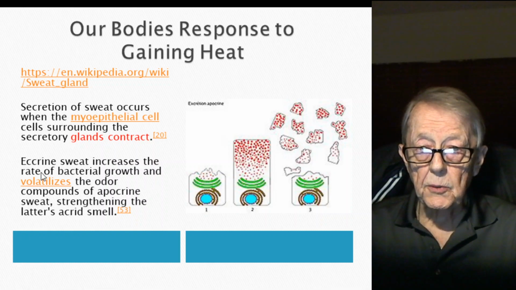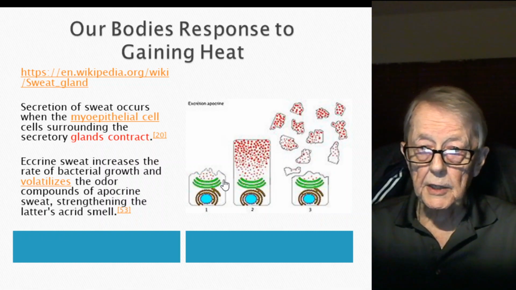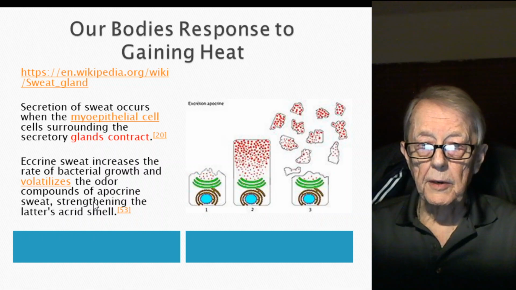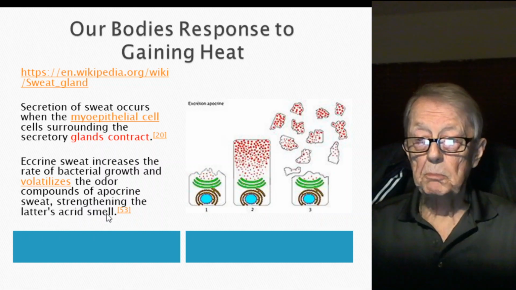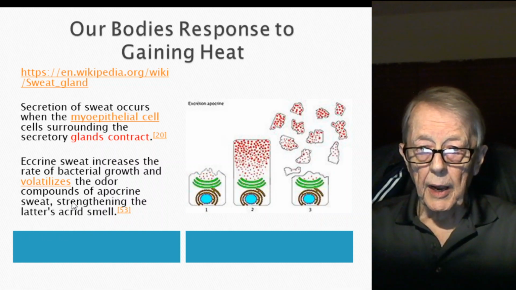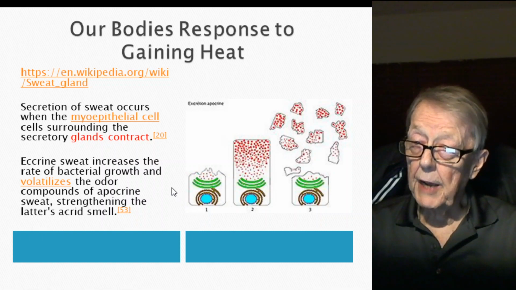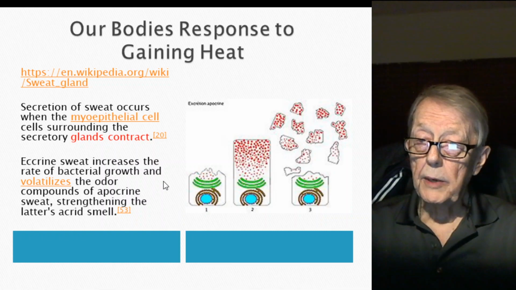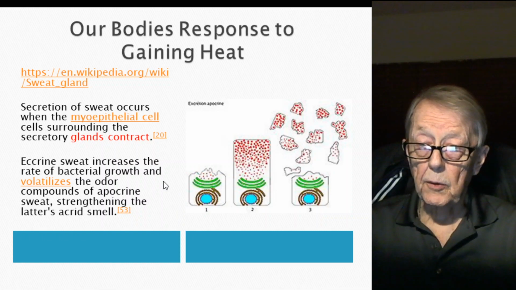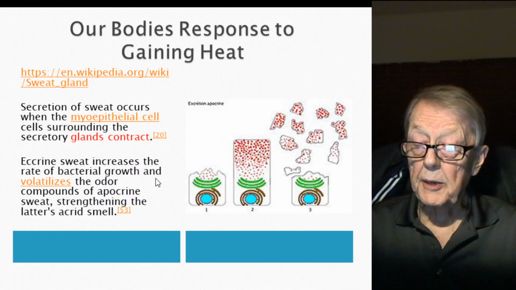Eccrine sweat increases the rate of bacterial growth and volatilizes, or at least causes this process. The odor compounds of apocrine sweat strengthen the acrid smell. There's a combination of the apocrine sweat, which is normal. Apocrine sweat causes this bad smell that we get. Not sure why we have to have a bad smell when we sweat. Maybe that's a repulsive odor for our natural enemies to go away.